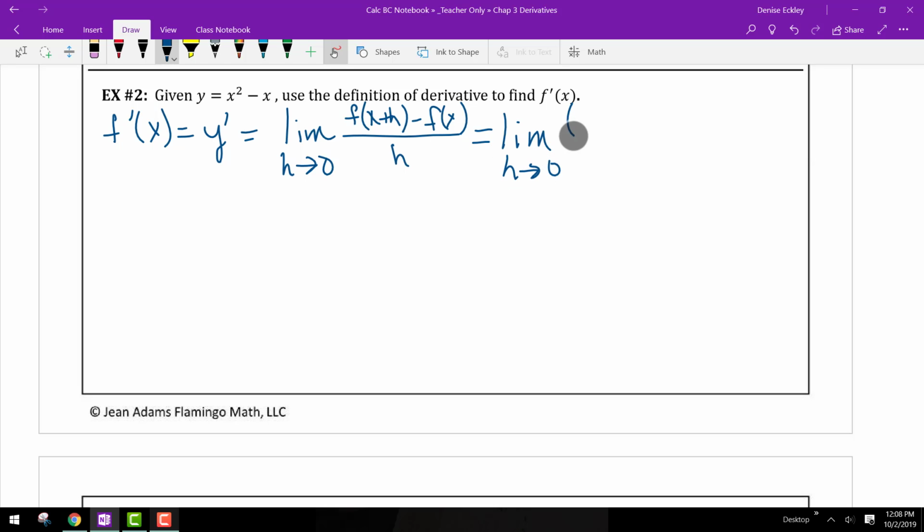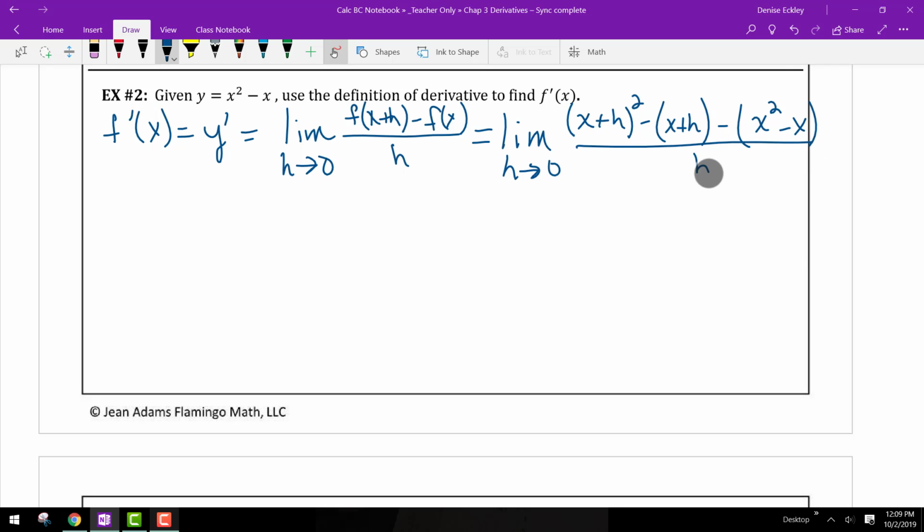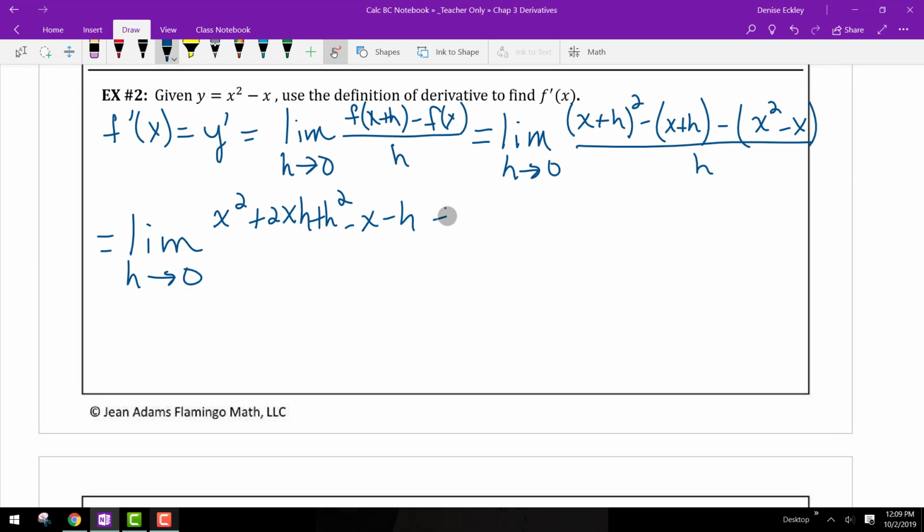So this is going to equal the limit as h approaches 0. I'm going to substitute now: x plus h squared minus x plus h. That's the first part of the limit. Minus, and I'm going to substitute in f of x, which is x squared minus x. And this is all divided by h. Okay. Doing a little algebraic manipulation again, you get x squared plus 2xh plus h squared minus x minus h minus x squared plus x all over h.